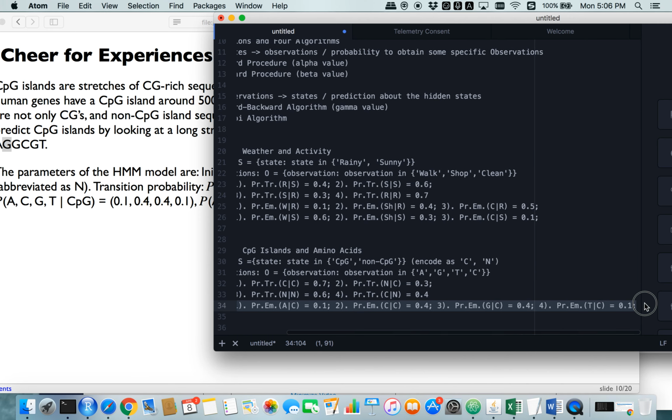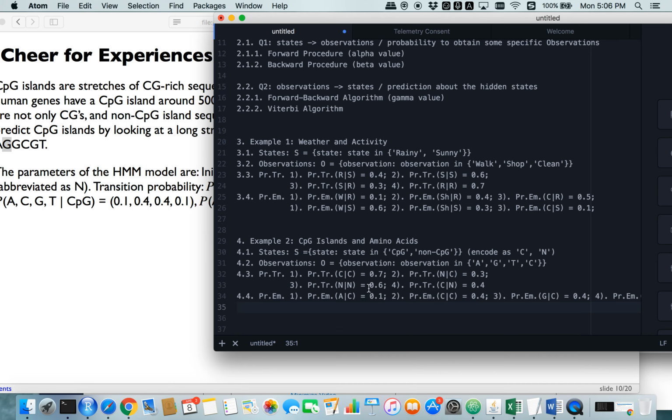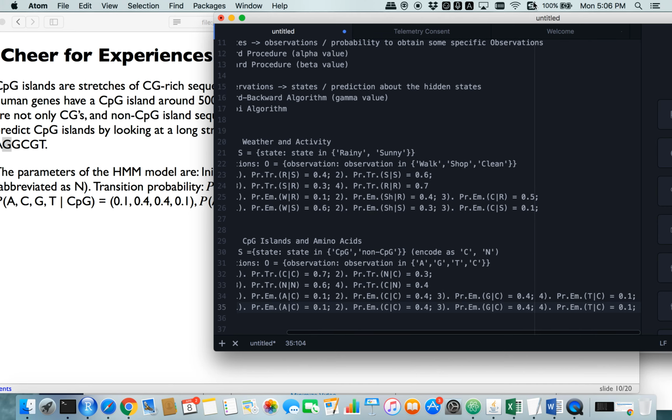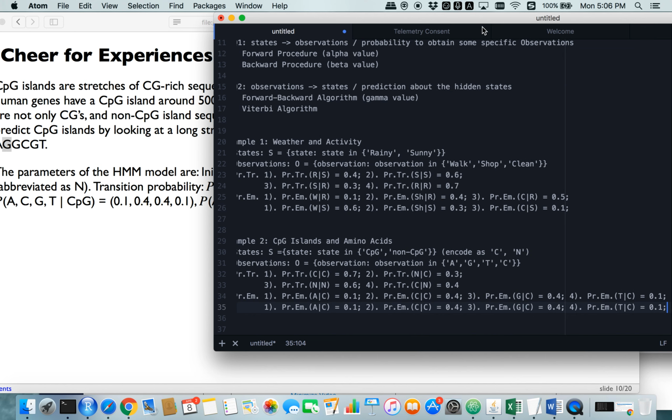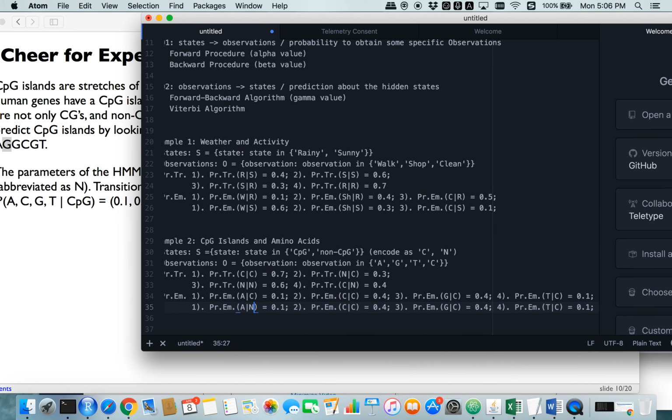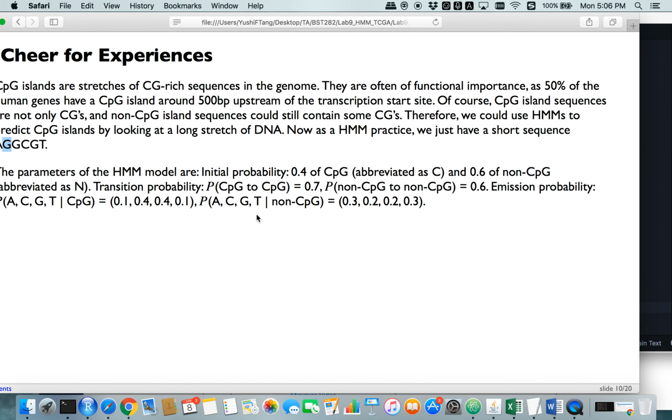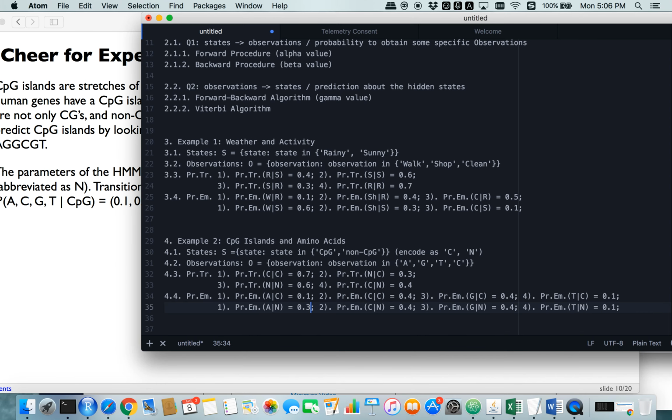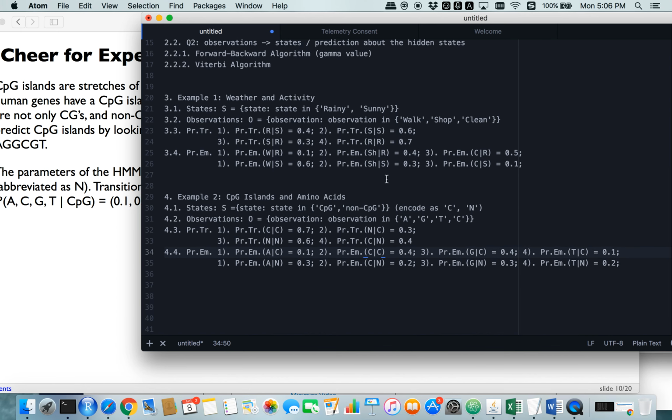Cool. And you can do the second half of the emission probability, given that this loci is within a non-CPG island, and now the chances change to 0.3, 0.2, 0.3, and 0.2. Alright, sweet. So these are all the basic elements of this specific hidden Markov model.